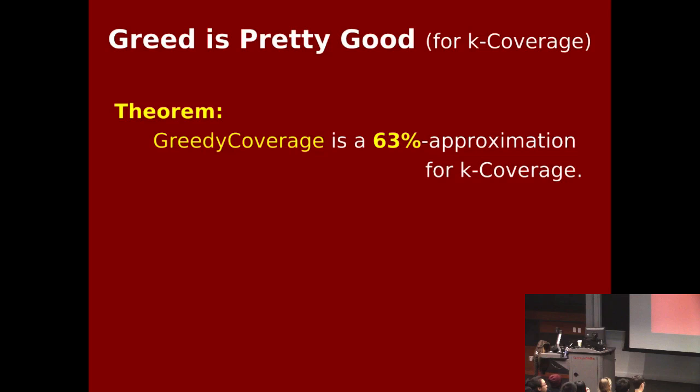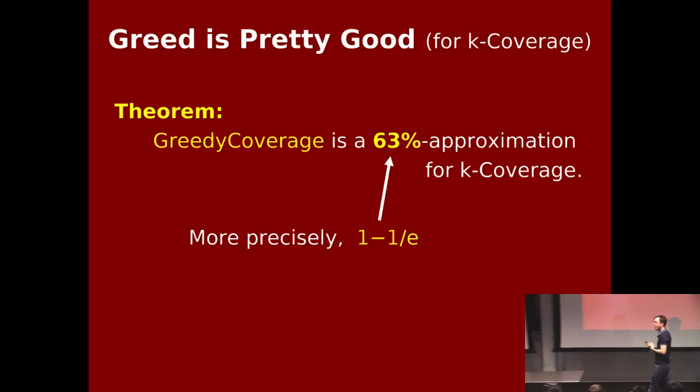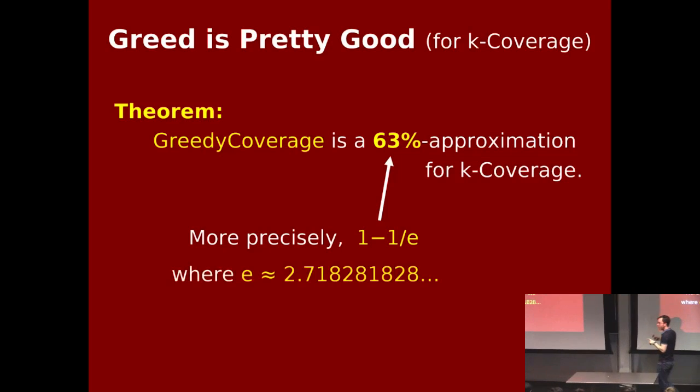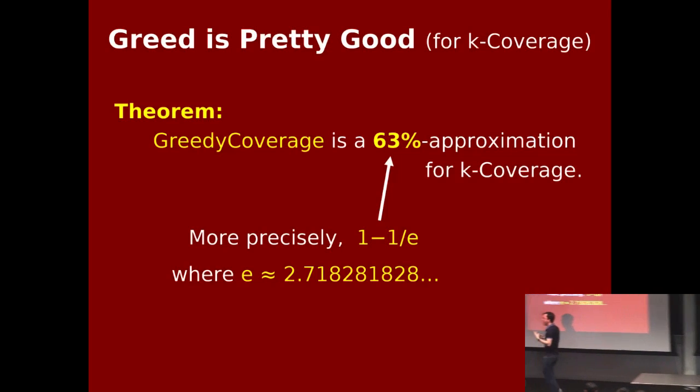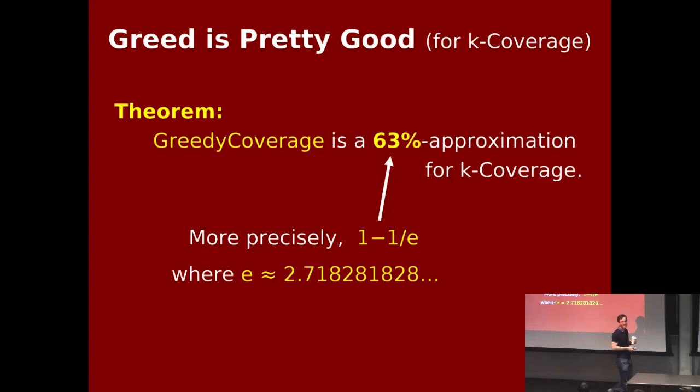It's actually a 63% approximation algorithm. It's actually not even 63. 63% is like 0.632. There's a secret here. This is actually 1 minus 1 over e, where e is that 2.718 blah, blah, blah. And that's already kind of funny, right? This is a 2-line algorithm. It's a very simple problem. It's got Pokemon, and yet somehow e comes into the answer. It's very funny.